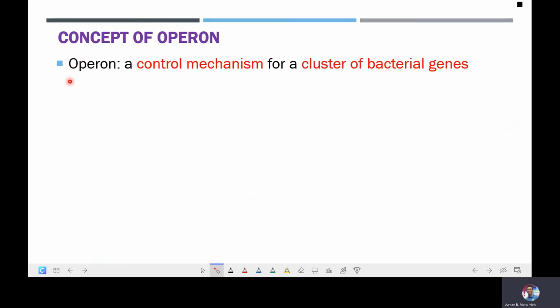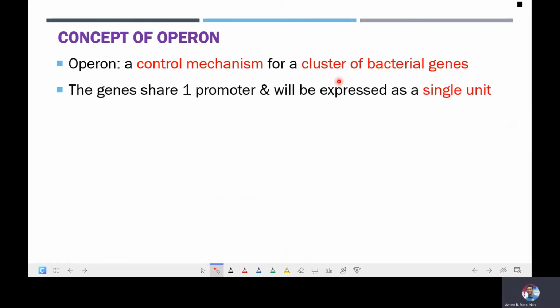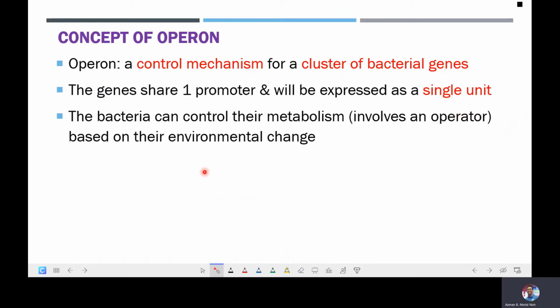What is an operon? It is a control mechanism for a cluster of bacterial genes in which the genes will share one promoter and will be expressed as one single unit of transcription. The bacteria can control their metabolisms, and this involves an operator, and this will be based on their environmental changes. This control mechanism is important for the bacteria because they are small organisms in which they need to conserve their energy, they need to conserve their resources.